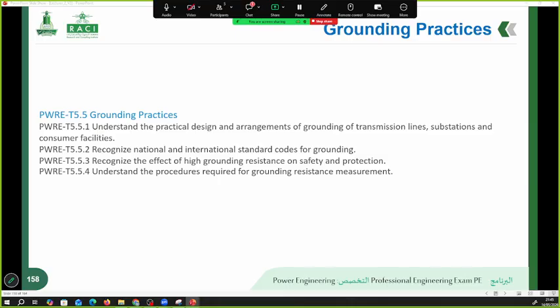Okay, this slide outlines the learning objective for this module: grounding practice. The fundamental concept of grounding, or earthing, in an electrical system. Grounding is not just a technical requirement; it is the single most important safety practice in electrical engineering. It is a critical line of defense for both equipment and personnel.